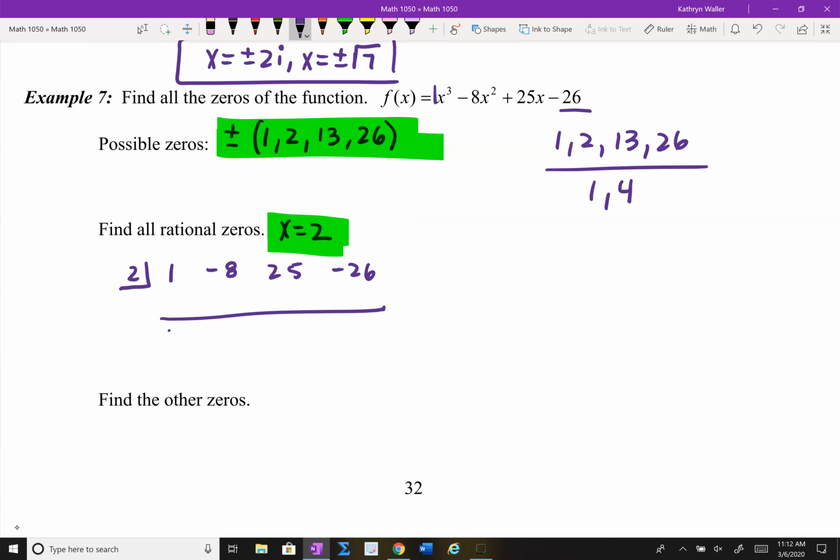So the 1 comes down. 1 times 2 is 2. A -8 and a +2 is a -6. Times 2 is a -12. 25 minus 12 is 13. 13 times 2 is 26. And those are gone. Freeze for just a second.